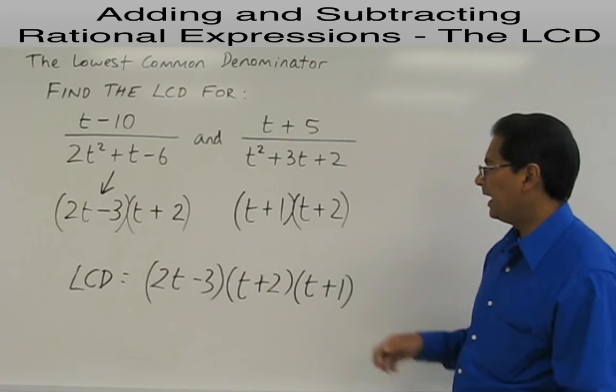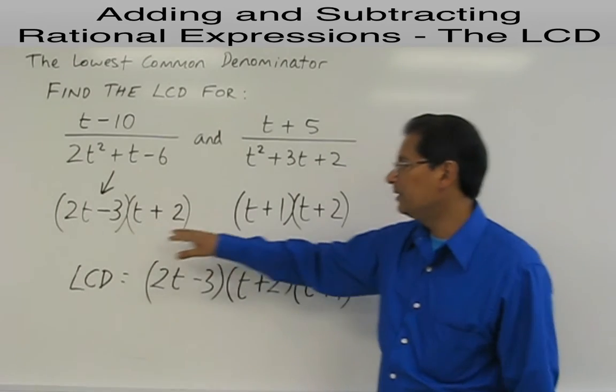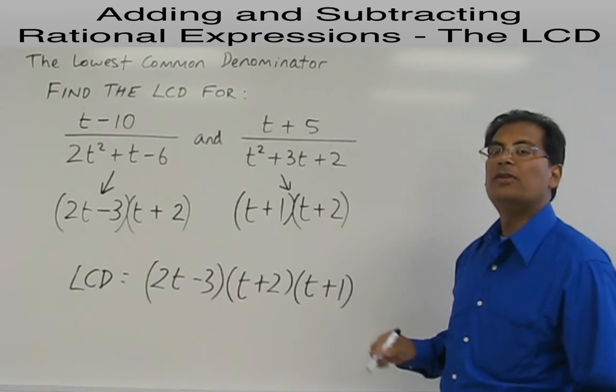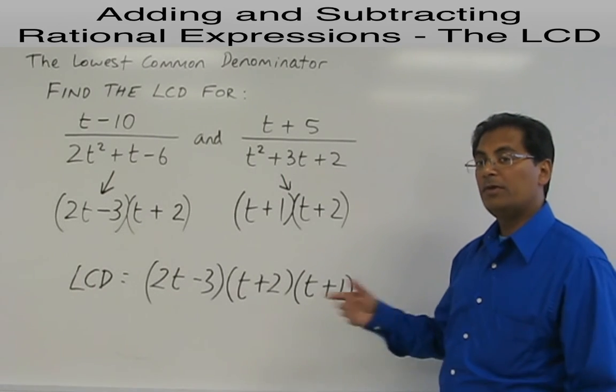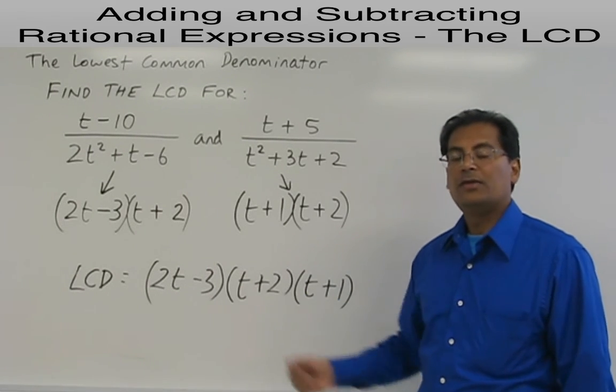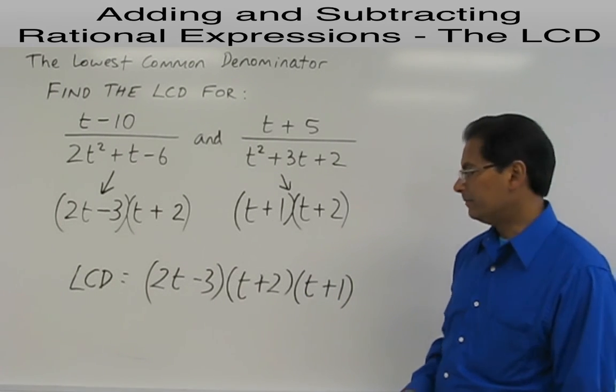Now the question you might ask is, t plus 2 is occurring here and here, but it's occurring once in each denominator, and that's what we're looking for. The highest number of times it occurs in any one denominator is what we're going to write down.